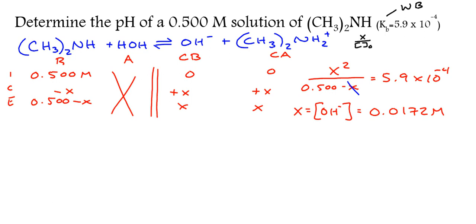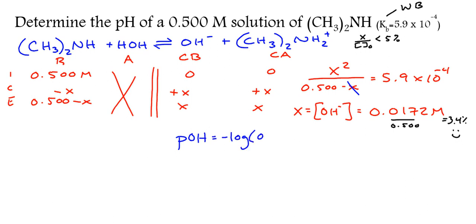How you do that is you take your X over your initial, and it needs to be less than 5%. So I can do that right now. I'll take my X over my initial, and I get 3.4%. That is less than 5%. So it is okay. It is valid that I can cross off that X. It doesn't affect my answer greatly.